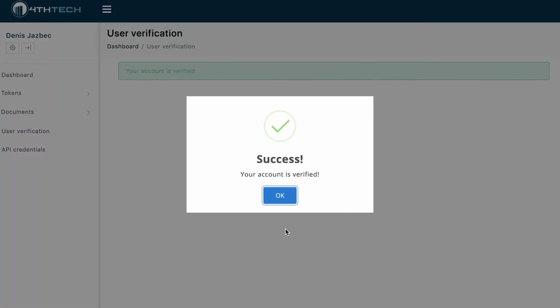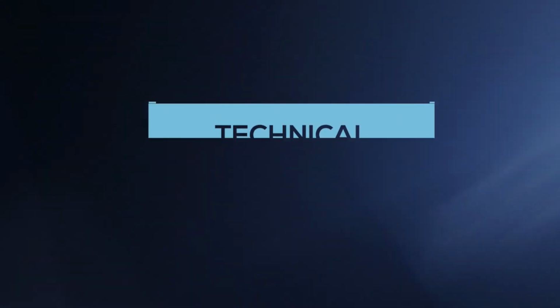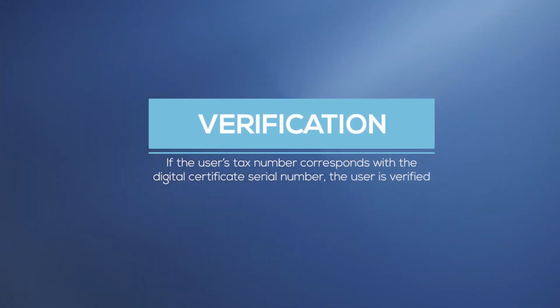The confirmation pop-up window will appear. The 4thTech Digital Identity Mechanism prepares and sends a WSDL request in a SOAP envelope via HTTP POST protocol to the certificate issuer's automated service, which replies with a verification. If the user's tax number corresponds with the qualified digital certificate serial number, the user is successfully verified and the link between digital identity and blockchain wallet is created.